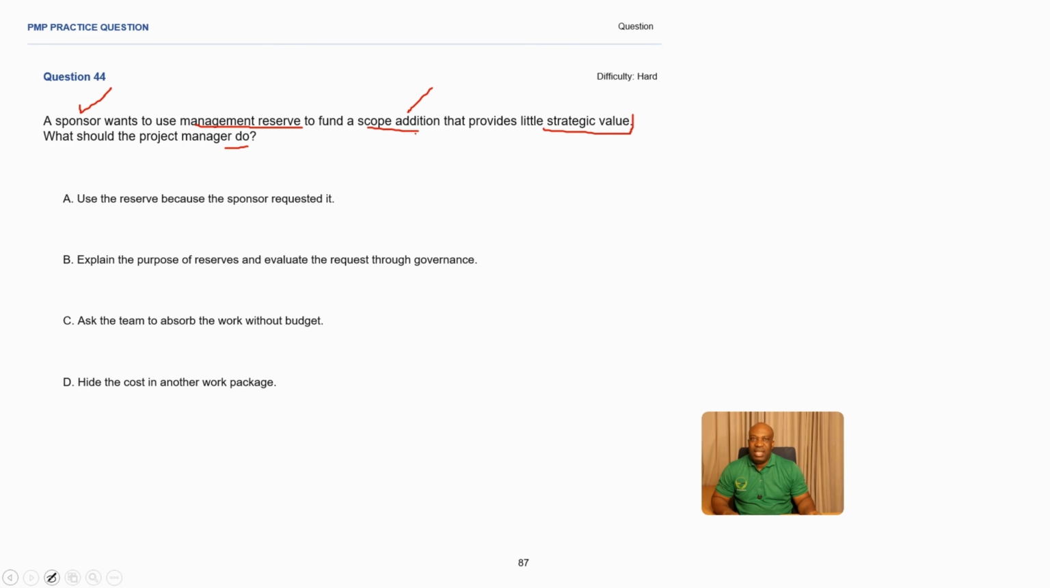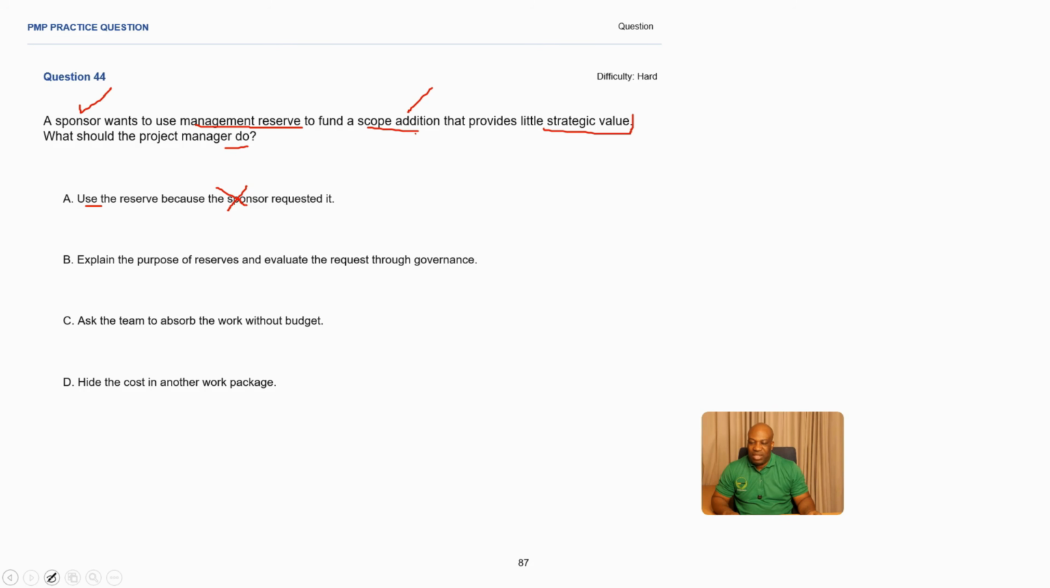Yes, sponsor is an authority in a project, but it does not mean that you just follow whatever they are saying. So in this case, you don't start by just using the reserve. You need to get more information here. So making this one incorrect.